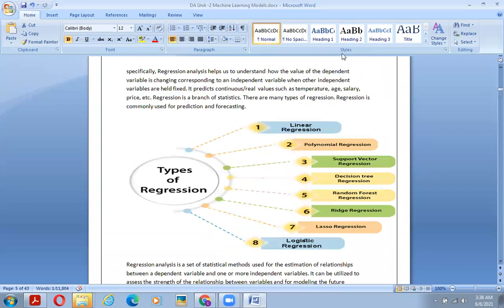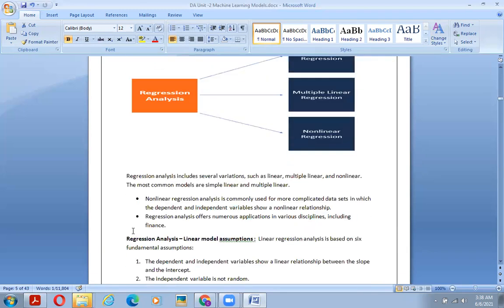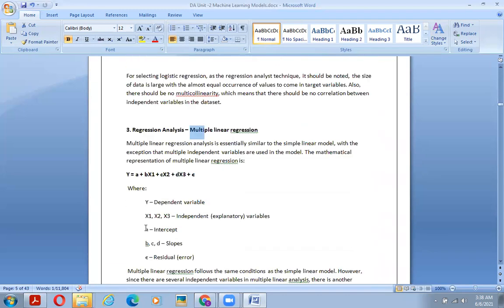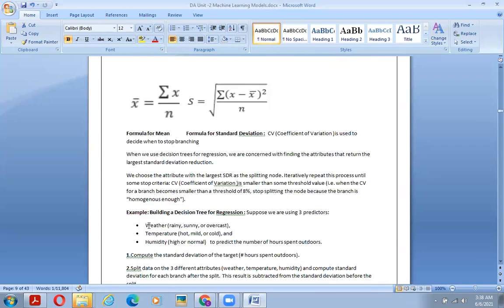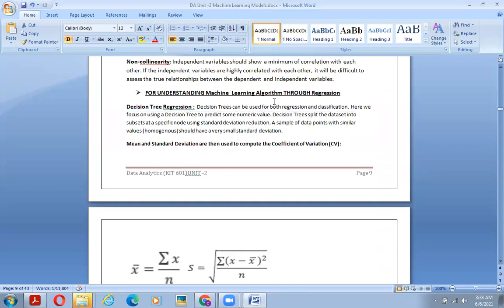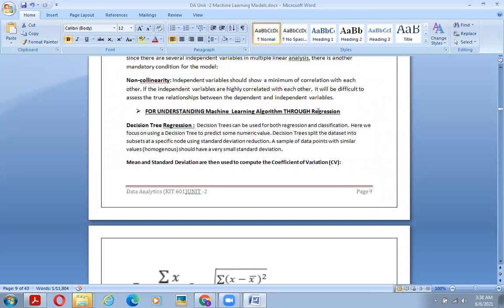We defined three, but we understand that there are seven types: linear and logistic regression, polynomial, support vector, decision tree, random forest, ridge regression, and lasso regression. Here we are defining decision tree regression. What really is decision tree regression all about? A decision tree can be used for both regression and classification. Here we focus on using a decision tree to predict a numeric value.